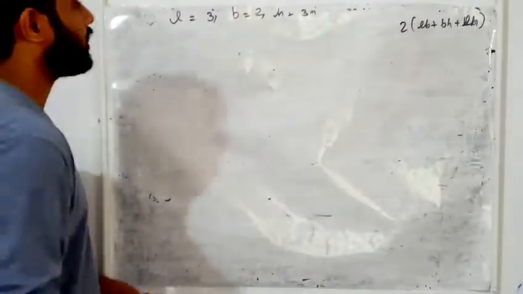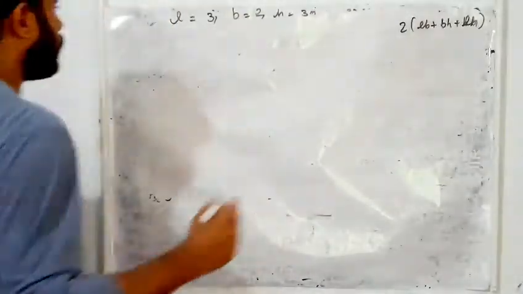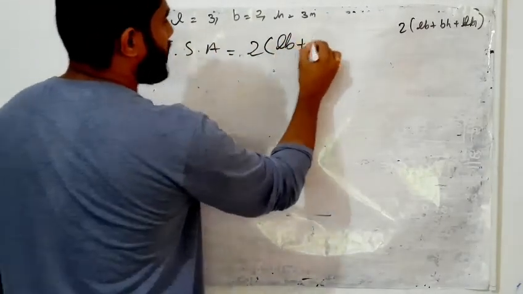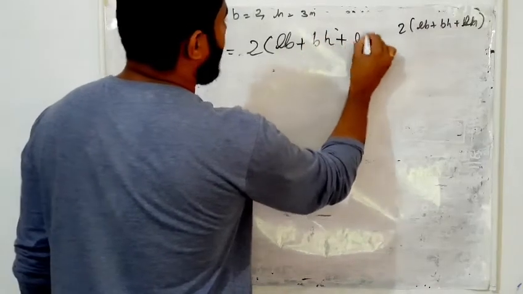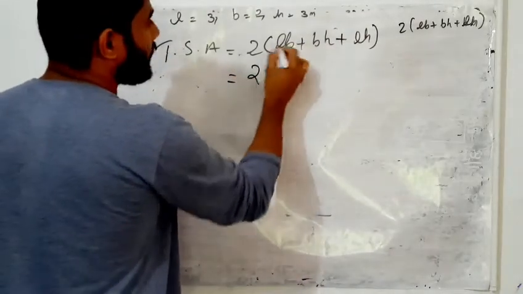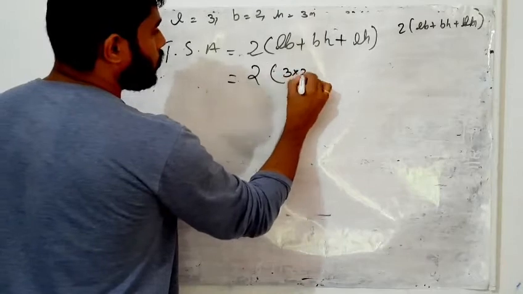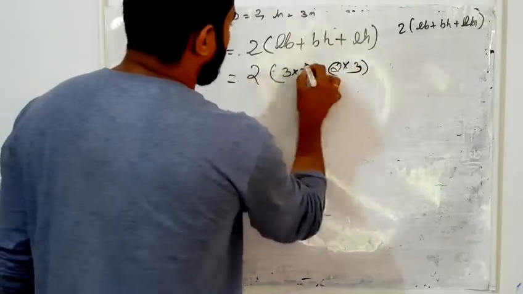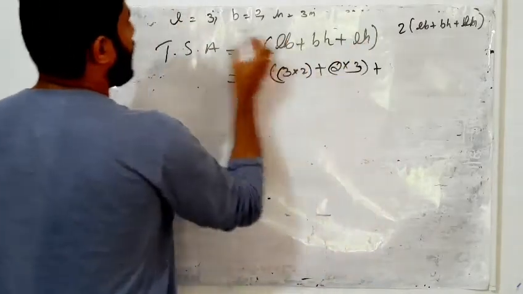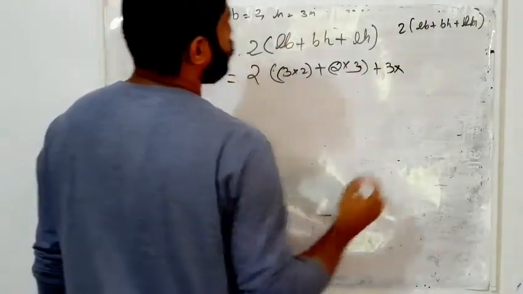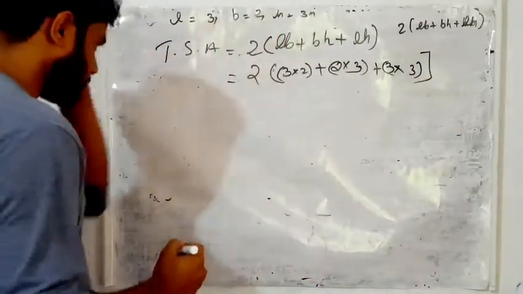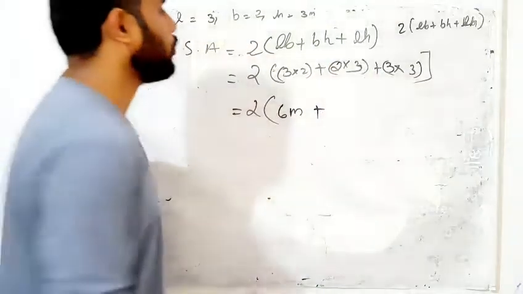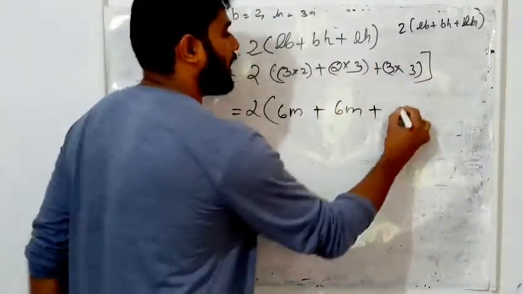Length is 3, breadth is 2, and height is 3 meters. So we have to find out the total surface area, which is equal to 2 into (length breadth plus breadth height plus length height). According to this equation, length into breadth is 3 into 2, plus breadth into height, 2 into 3, plus length into height, 3 into 3. Everything is in meters. 3 meter into 2 meter, you will get 6, plus 2 meter into 3 meter, you will get 6, plus 3 meter into 3 meter, you will get 9.